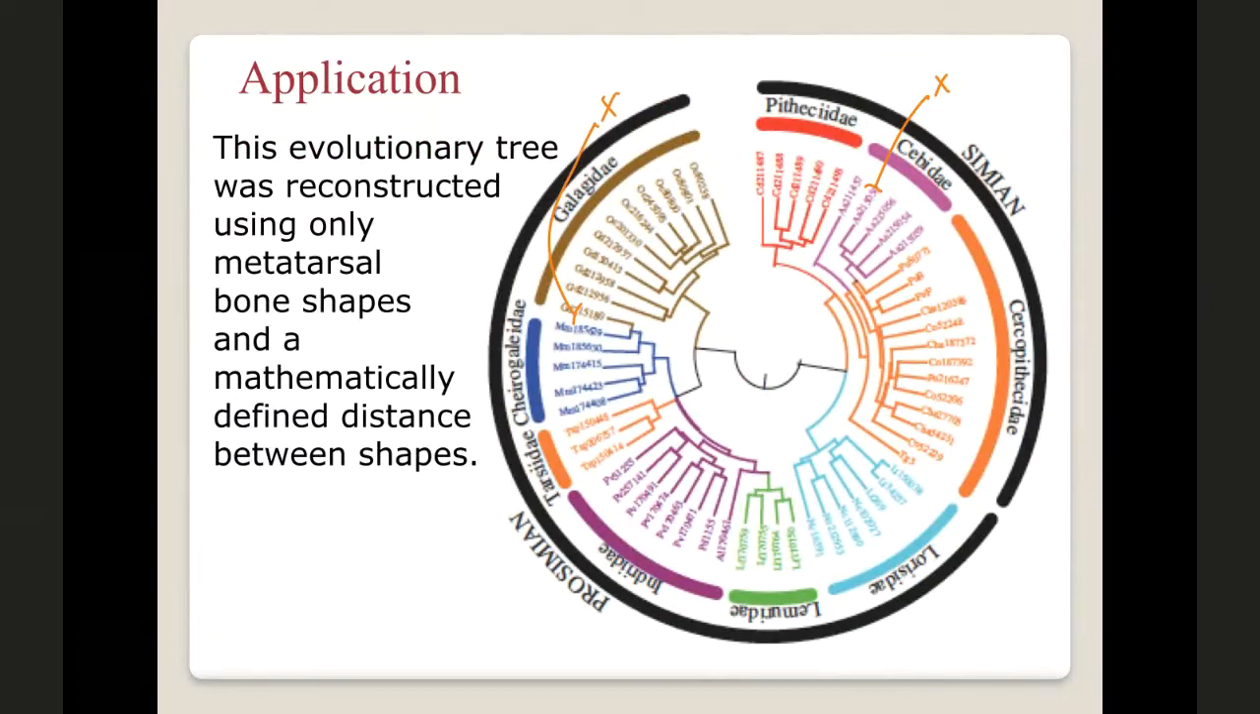You see there's two mistakes. Two nodes of the tree have not been grouped with their proper families. They've been grouped with some fairly nearby families. So this is considered a very good result. It uses just geometric information to correctly, or very nearly correctly, construct the relationship between these species. So this is an example of an application.